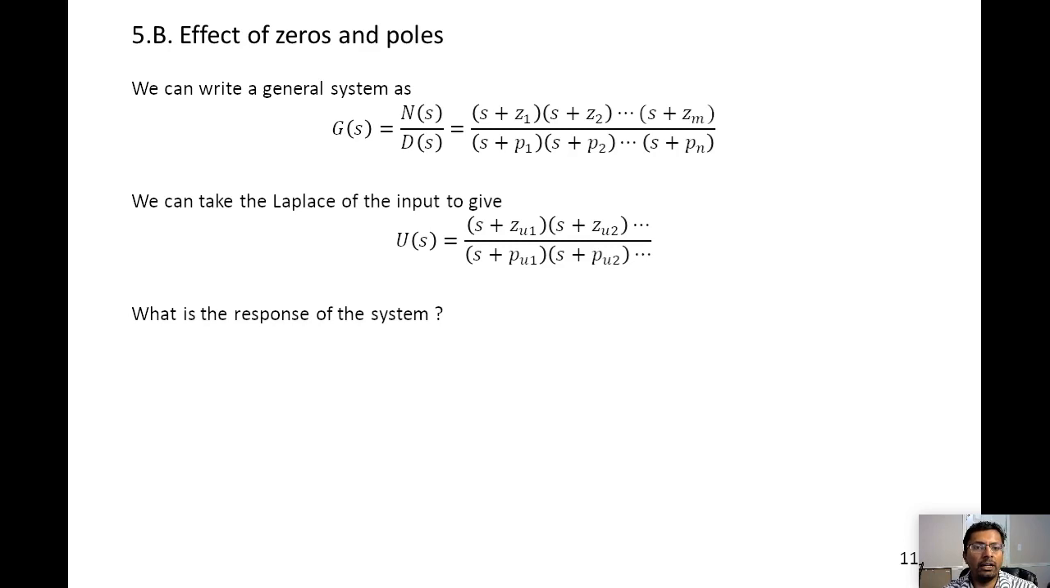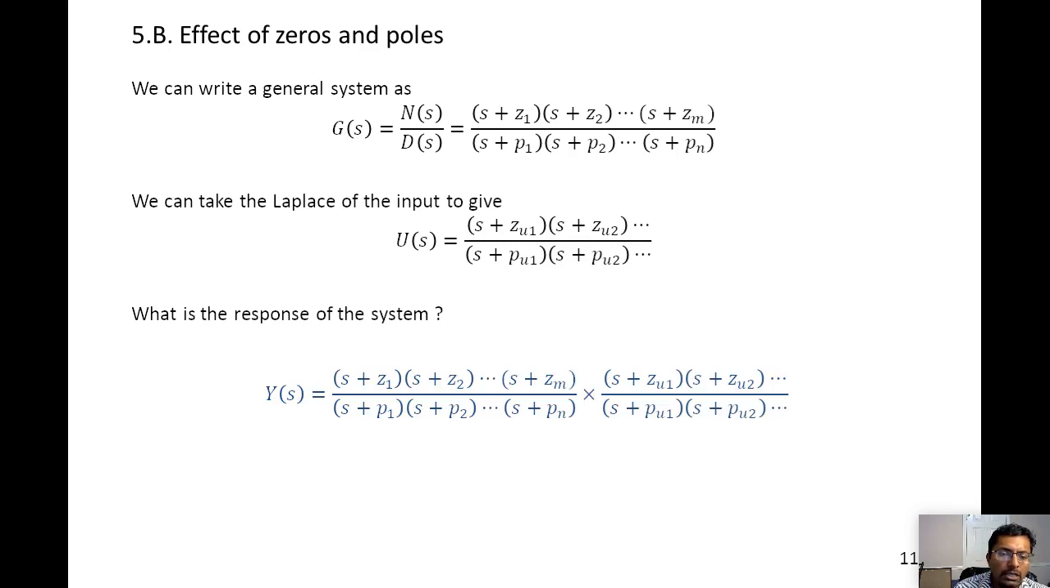So let's take a more general system. If you have a numerator over denominator polynomial, you can write it in this format. We have s plus z1 times s plus z2, and so on, up to s plus zm, divided by s plus p1 times s plus p2, and so on, up to s plus pn, where the z's are the zeros and the p's are the poles. Then if you take the input in this format, s plus zu1, and so on and so forth, what will be the system response? If you recall, the response is going to be G times U, and so this is the product that we get. Essentially, we have the potential for terms in the numerator canceling out terms in the denominator, and so on and so forth.